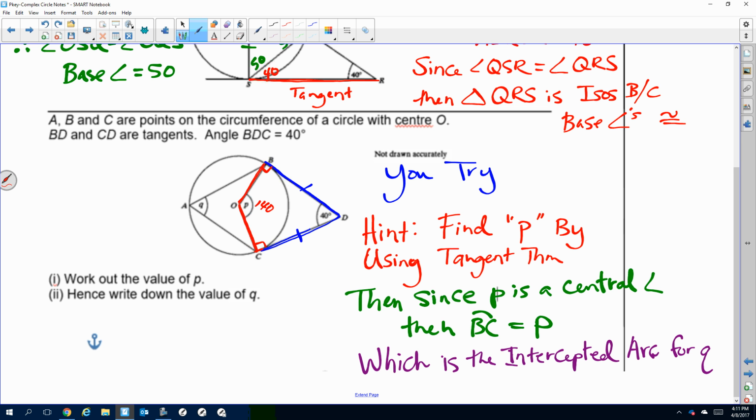RQ, okay? Because if BOC is a central angle, then this arc here is equal to that central angle, so that's 140. And now to get to Q, Q is right here, it's an inscribed angle because the vertex is on the circle, and now it would be half that arc, okay? So Q would be basically half the 140, so we know that Q is 70. Okay, so that pretty much is your explanation for that one.